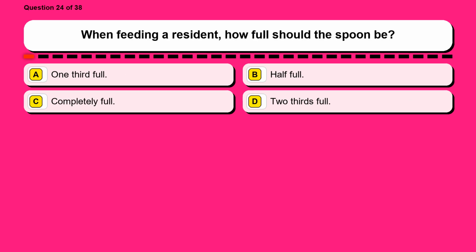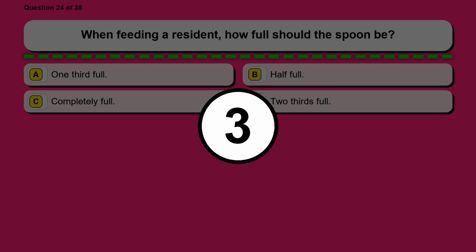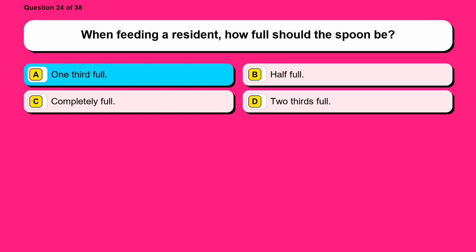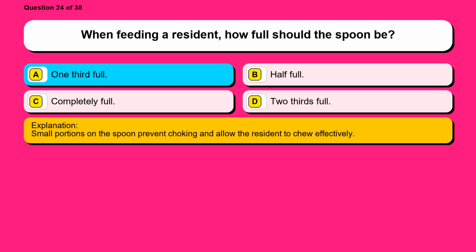Question 24. When feeding a resident, how full should the spoon be? Option A, 1/3 full. Option B, half full. Option C, completely full. Option D, 2/3 full. The correct answer is option A, 1/3 full. Small portions on the spoon prevent choking and allow the resident to chew effectively.